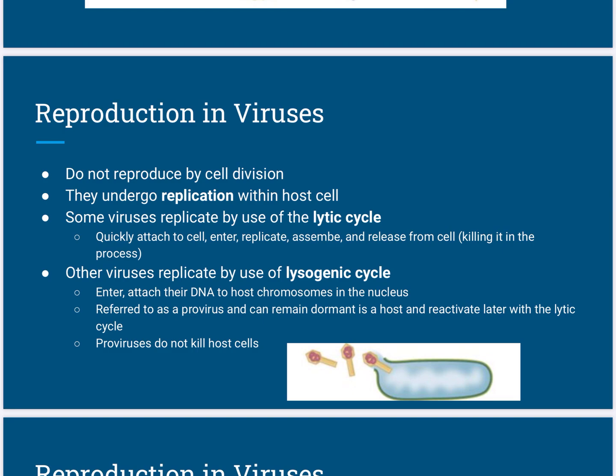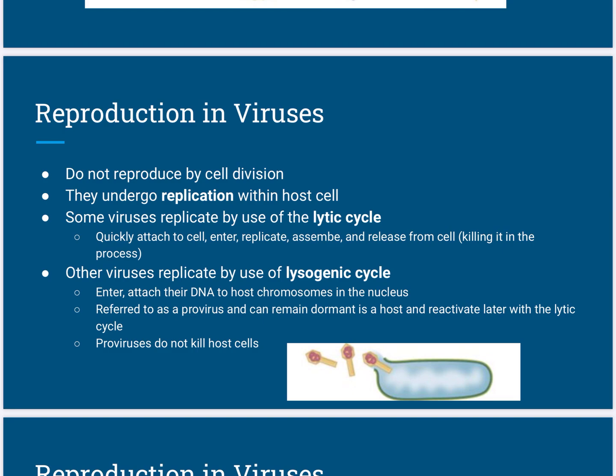Other viruses replicate by using the lysogenic cycle. I think of this as going dormant at times and not being active. So it'll enter and attach its DNA to the host's chromosome in the nucleus, meaning that it is now a part of that cell. It is not going to be released, but every cell that cell now divides into will always have a piece of that virus DNA. It's referred to as a provirus and can remain dormant in a host and reactivate later as a lytic cycle.